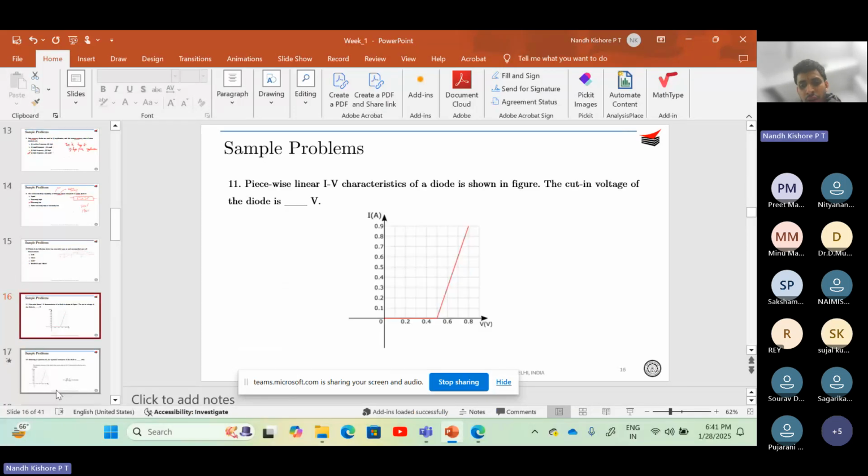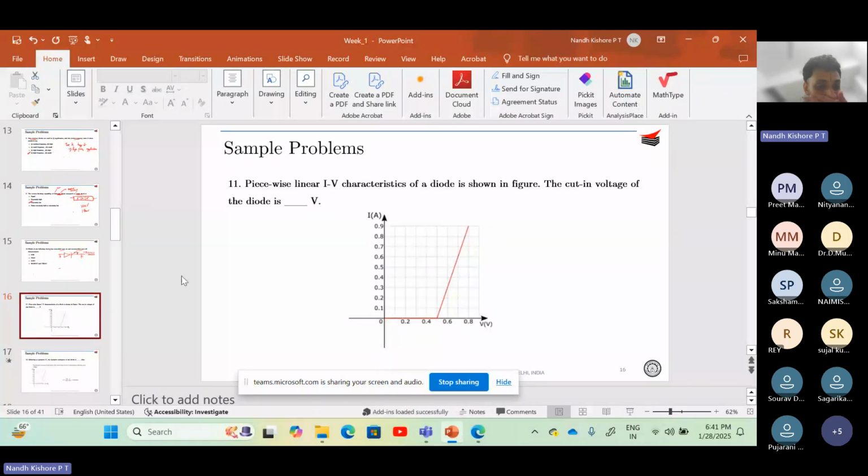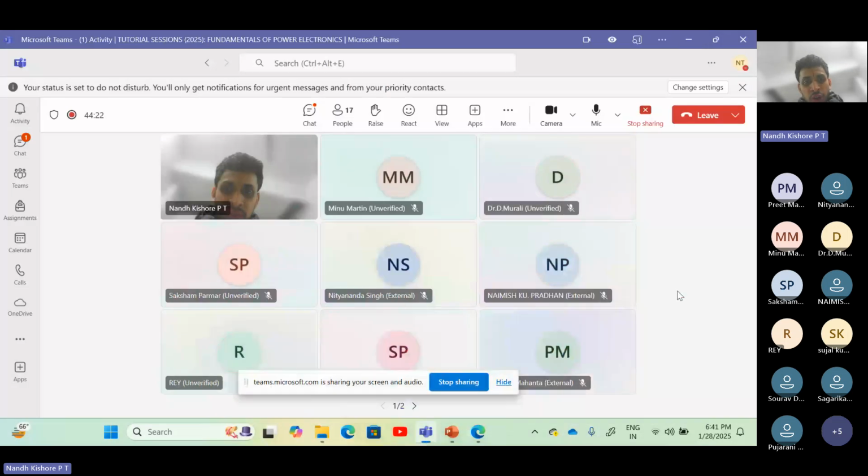So far, so good. Any doubts so far? From this moment on, we will be stepping into numerical problems. So far we saw a lot of just theoretical examples. From this moment on, we will try to go to numericals.